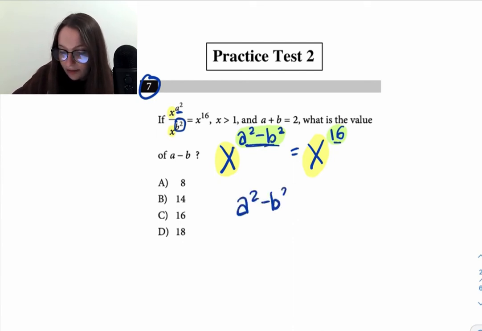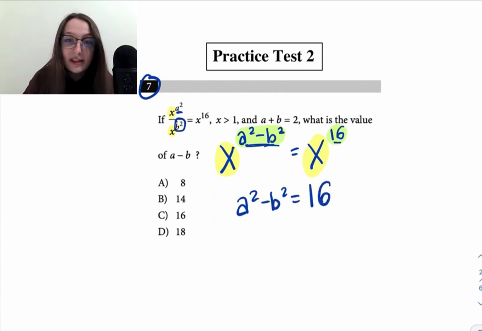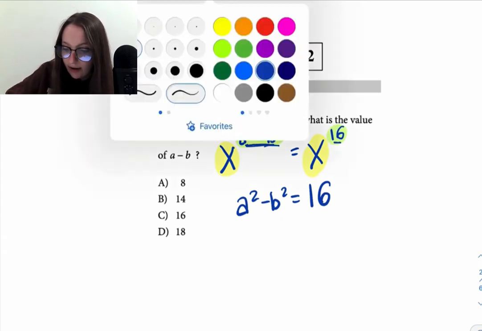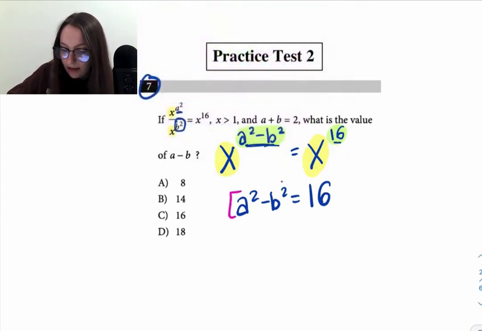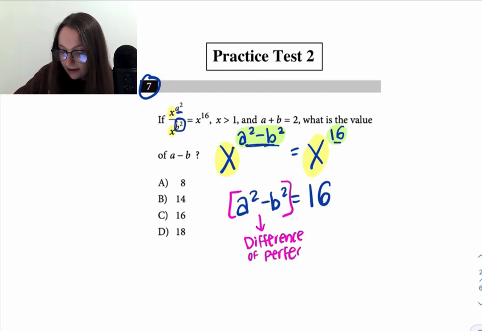A squared minus b squared is equal to 16. So this is obviously not related to exponents. This is a little bit of factoring, but a squared minus b squared, this is what we call the difference of perfect squares. I'm going to write that down. Difference of perfect squares.